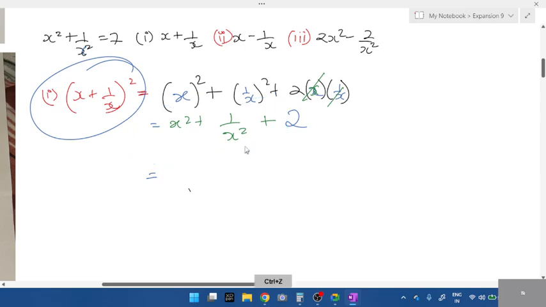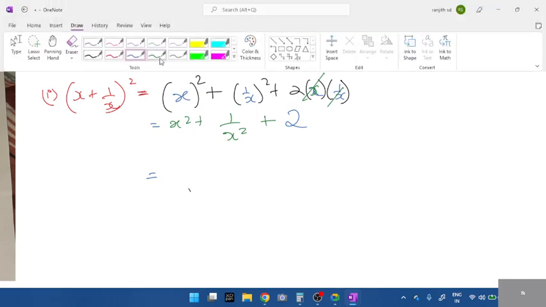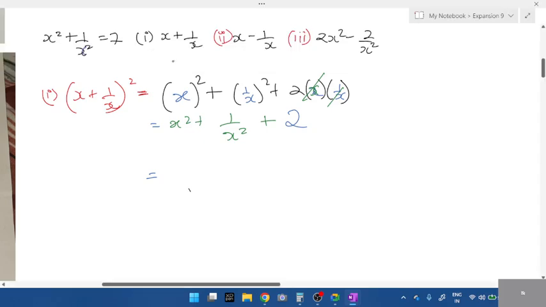Which one is variable here, apart from x plus 1 by x? This 2 is a constant. This 2 is a constant. It is variable. X square. Okay. What should I replace this with? You should get a number here. 7. That is how you have to answer.